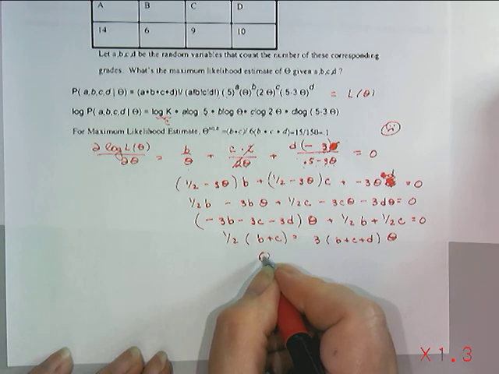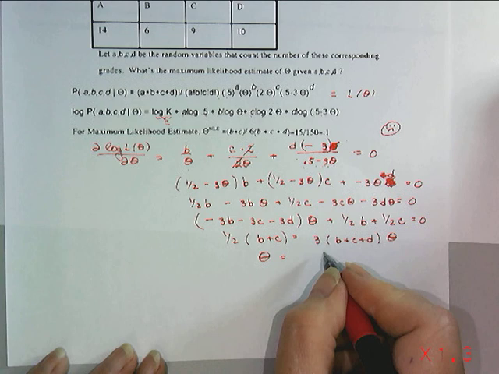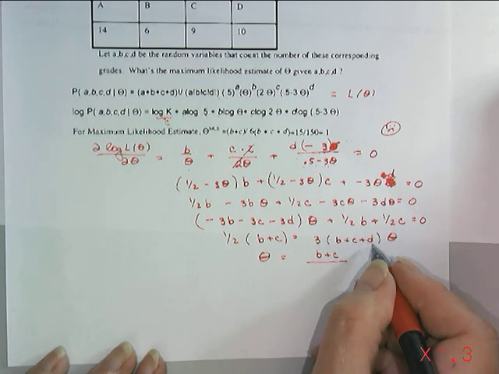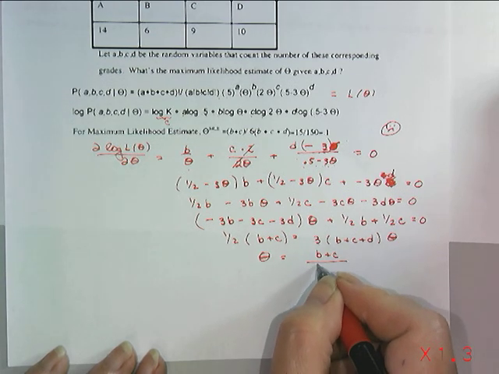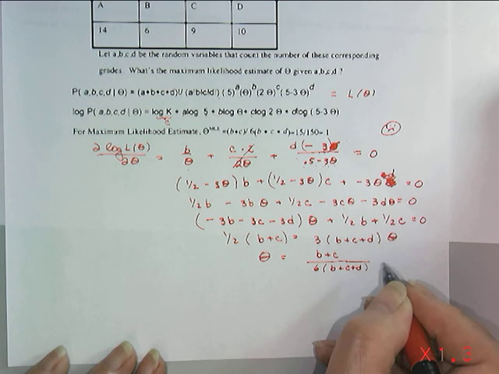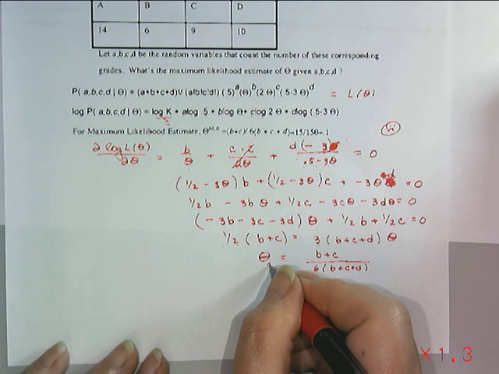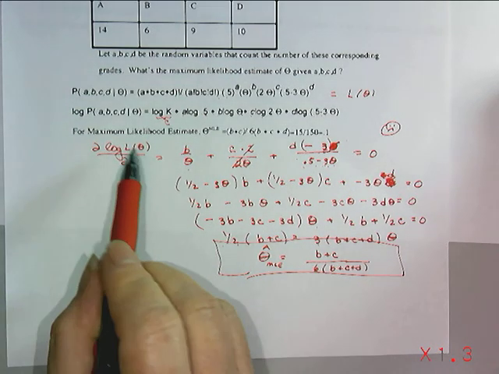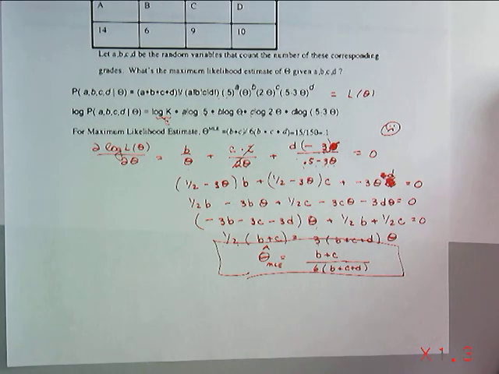Okay, which means solving for theta, I get theta is equal to 1/2 times b plus c divided by 3 times b plus c plus d, which is the same thing as b plus c divided by 6 times b plus c plus d if I combine the 1/2 with the 1/3 I get from here. And that's the maximum likelihood estimate. Ta-da! Again, what do we do? We find the likelihood function, take the log of it, take the derivative, set it equal to 0, and solve. Ta-da! The end.